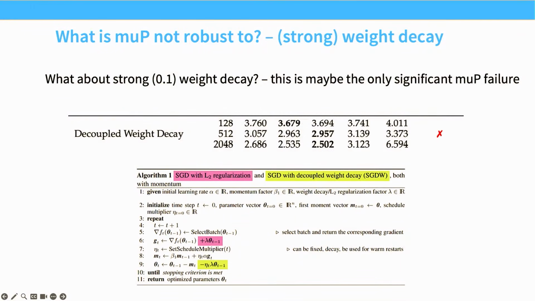Finally, the thing that seems most concerning is that if you do large decoupled weight decay, you end up with significant mu p failure. So this is maybe the one stress test that it does fail.